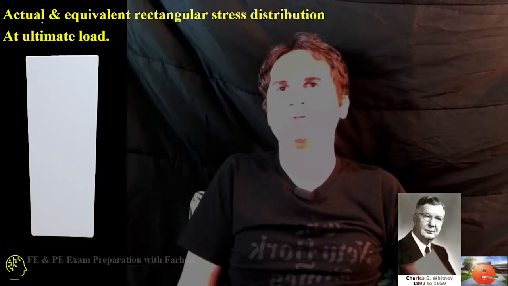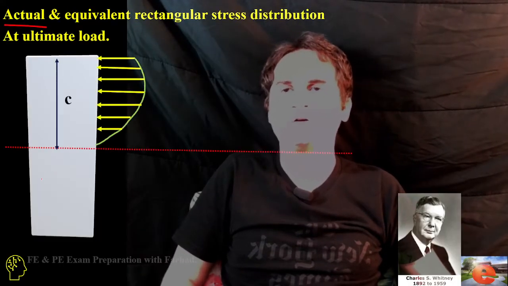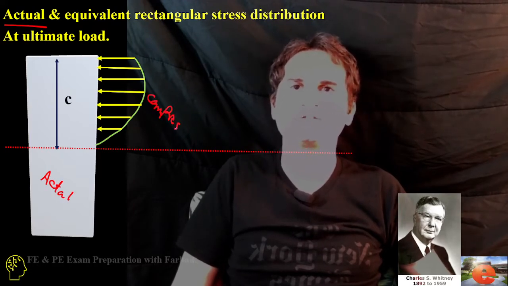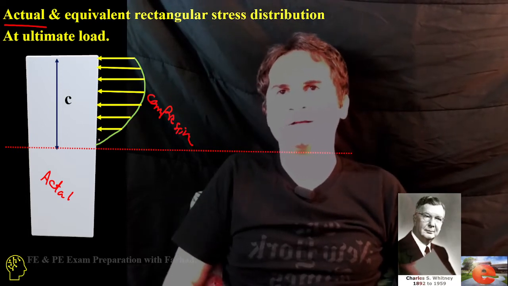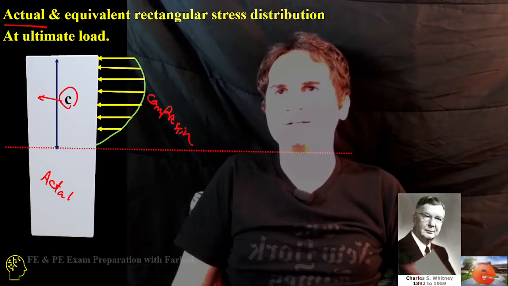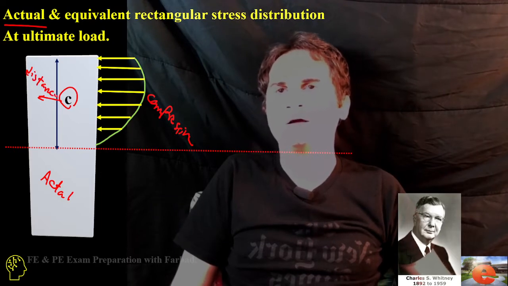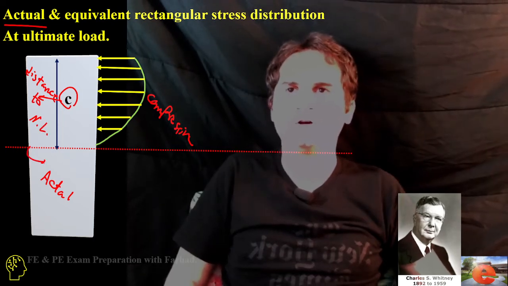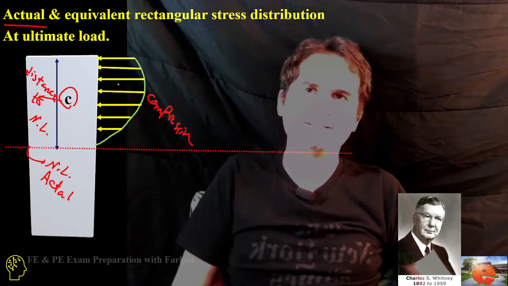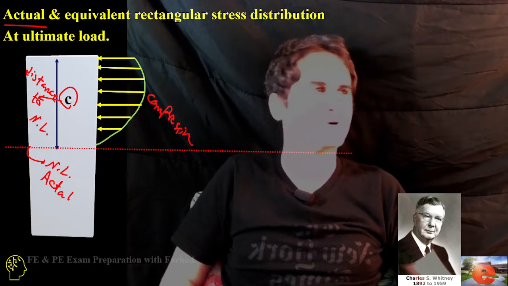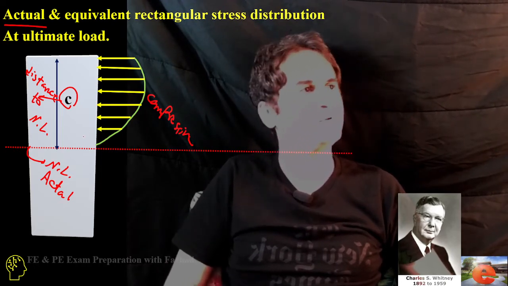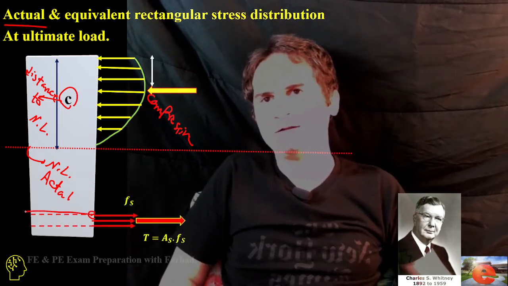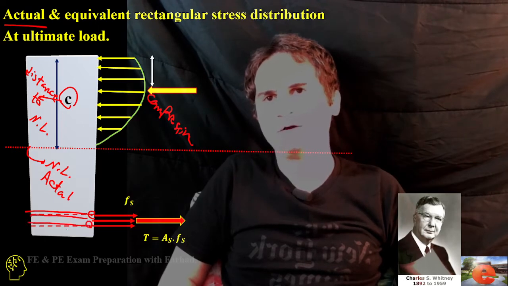What he did, he just replaced this, the actual block of concrete, this is the actual one, and this is the compressive part of that compressive stress distribution. And if we say that this is C, the distance to the neutral line or axis, and this is the actual distribution of stresses, which is the parabolic distribution. And definitely at the bottom there is a tensile part of steel rebars.